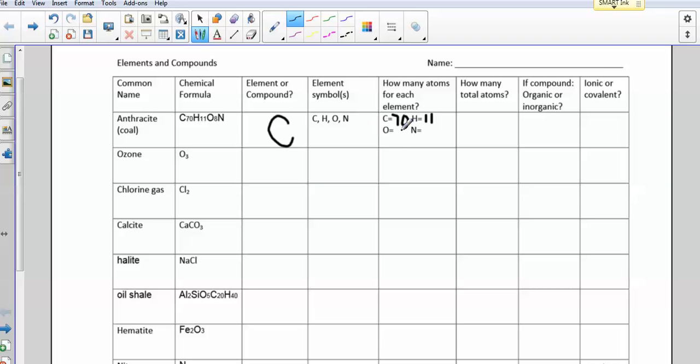For O, there are 8. That's oxygen. And for N, remember, if there's no number, we just need to assume it's 1. So there's 1 nitrogen.